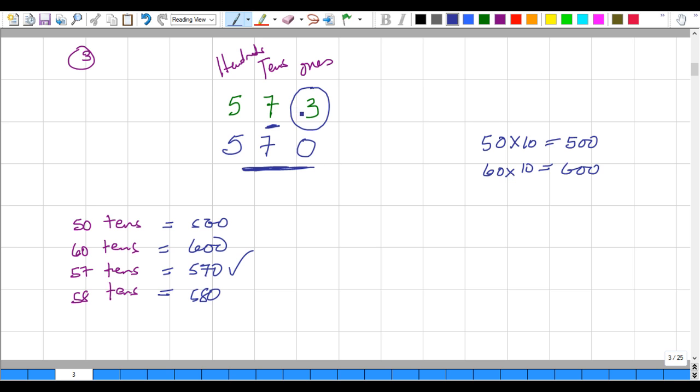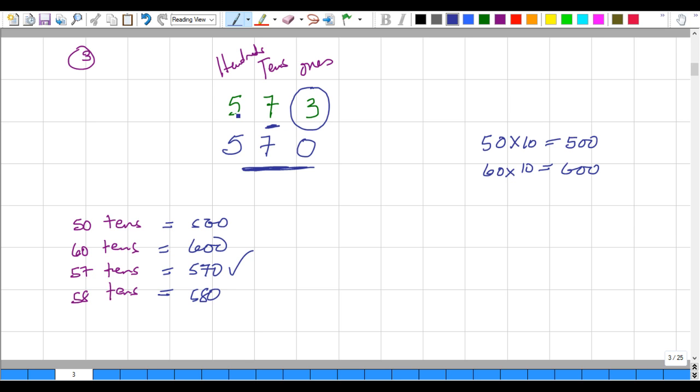Now, if it is in our rounding up group, we would add 1 to the digit that we're rounding and put 0 for the rest. But that's not the case here. Because it's in our rounding down group, we're going to keep the digit that we're rounding. So we'd write back our 5 and write back our 7 and then put 0 for the rest.